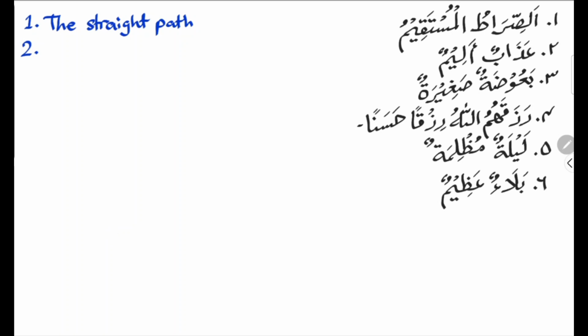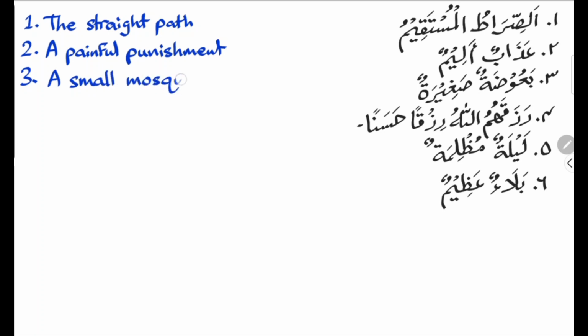Number 2, adhabun alimun. Alimun is painful. A painful, adhabun is punishment. A painful punishment. Number 3, ba'udatun saghiratun. Saghira is small. A small, ba'udah is mosquito. A small mosquito. Number 4 is razaqahumullahu rizqan hasana.